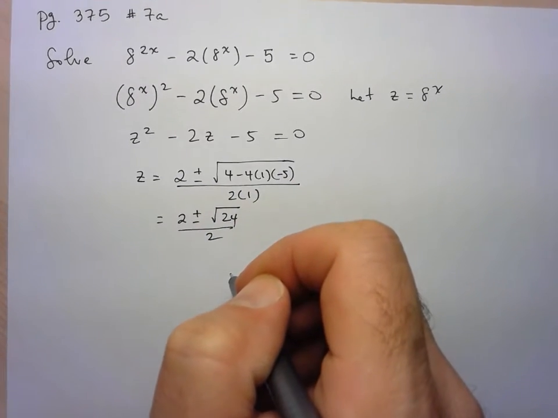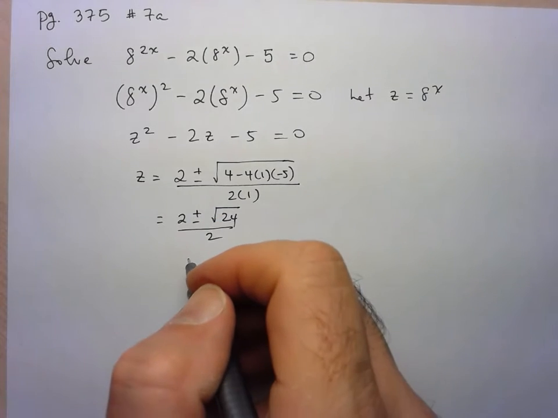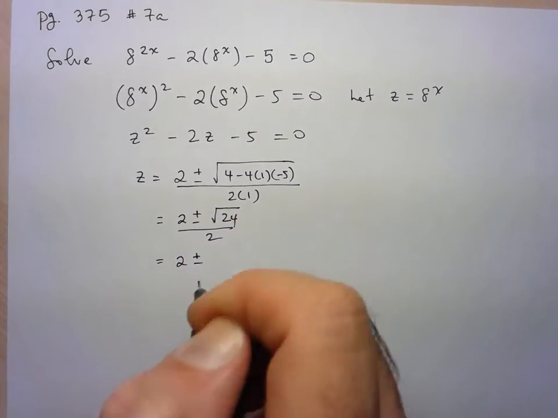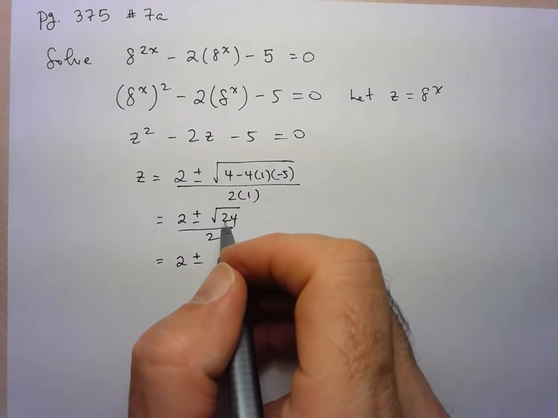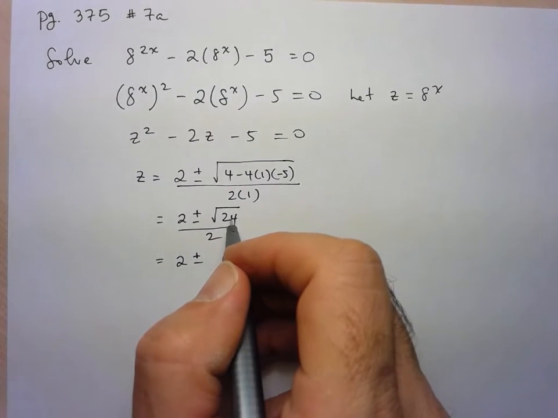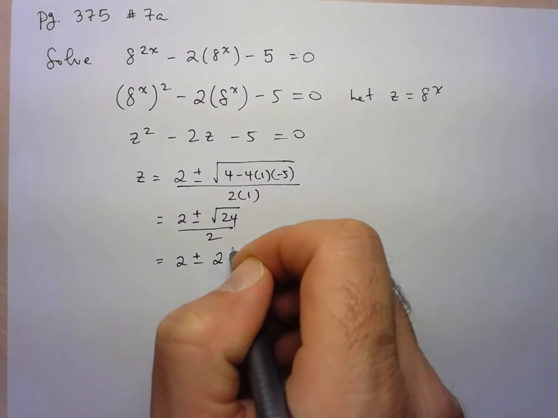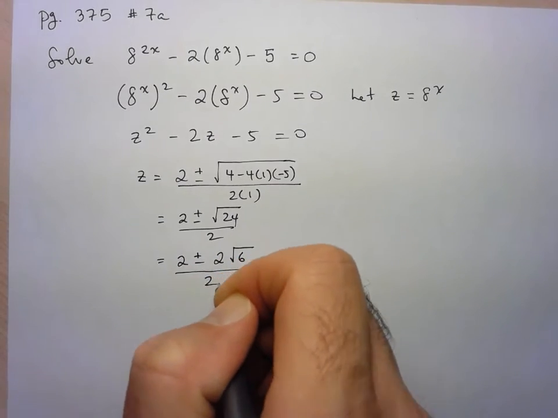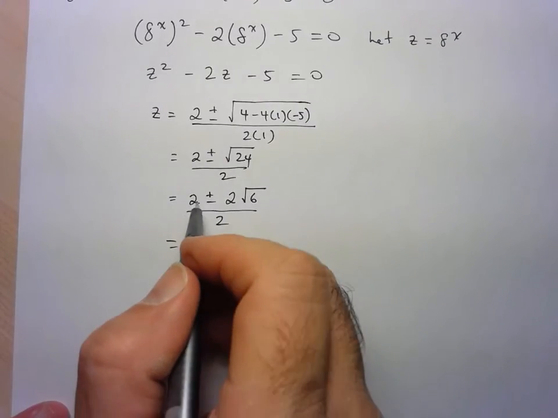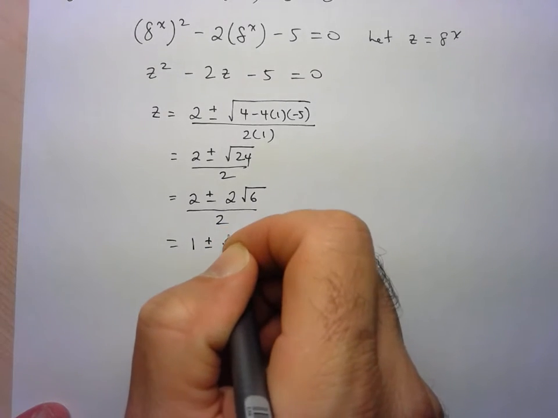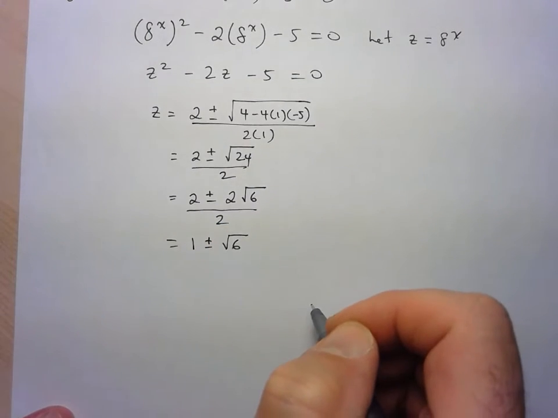Okay, now because I actually have to work with this number a little bit further, I'm going to simplify this, because I think I can make this look a lot nicer. So 24 is 6 times 4, and of course 4 is a perfect square, so square root of 4 is 2, so this is going to be 2 root 6 over 2, and now let me distribute this divided by 2, so this is going to be 1 plus or minus root 6.